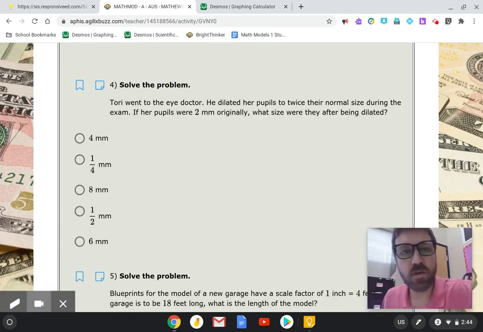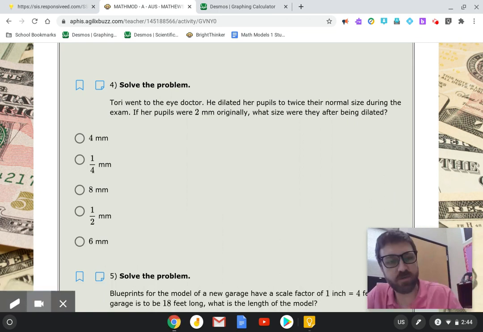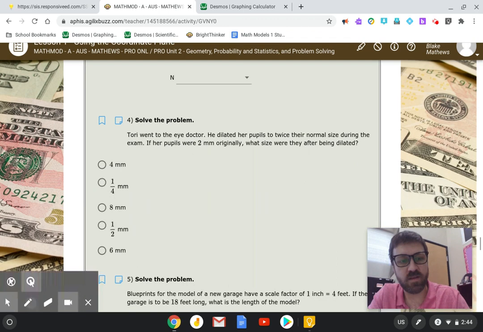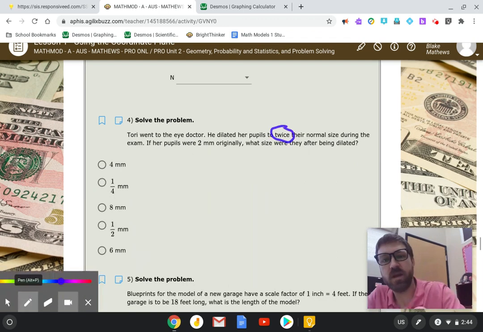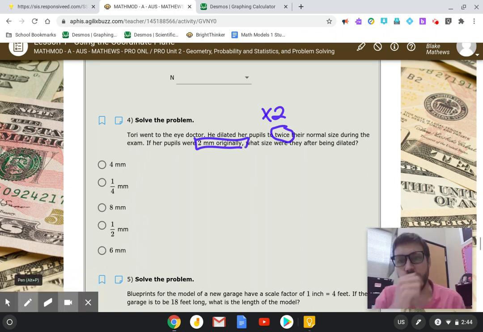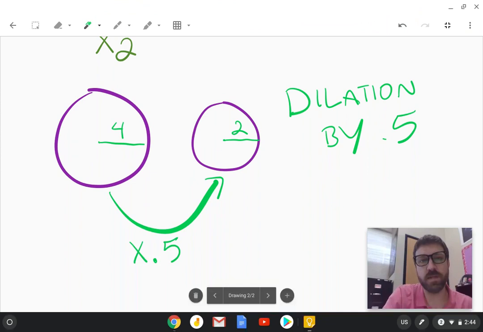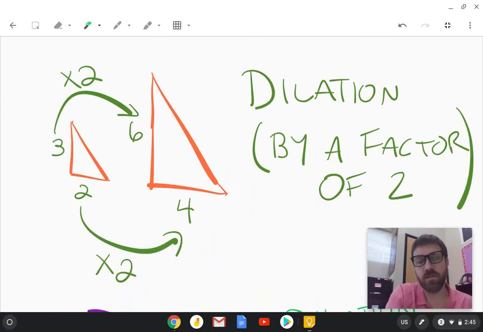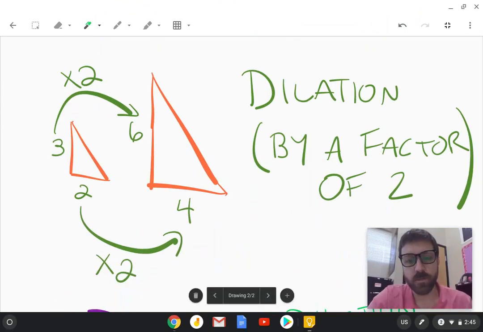So for instance, it says Tori went to the eye doctor. He dilated her pupils to twice their normal size during the exam. If her pupils were 2 millimeters originally, what size were they after being dilated? It tells you everything you need to know. We can see that we have twice the normal size, that's times 2, and we have the original amount. So we should be able to use that together to do something very similar to what we did here in the first example I gave of dilation.